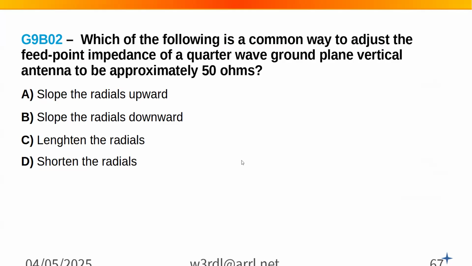Which of the following is a common way to adjust the feed point impedance of a quarter wave ground plane vertical antenna to be approximately 50 ohms?